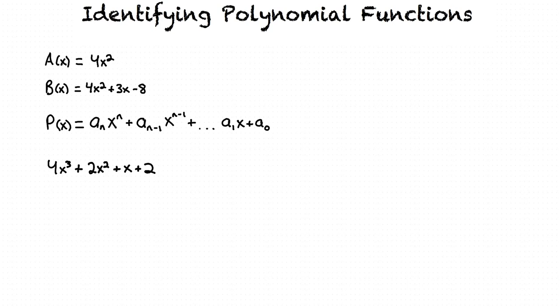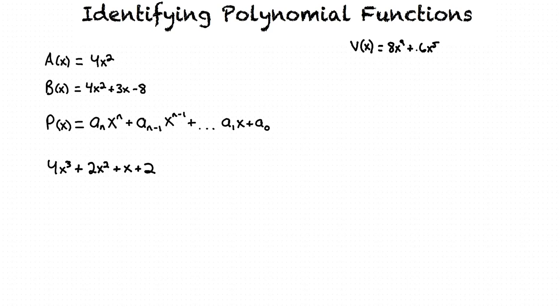Now let's learn how to identify what is a polynomial function and what is not a polynomial function. When trying to identify a polynomial, we look at the coefficients to see if they are real numbers, and the exponents to see if they are whole numbers. Let's do a few examples identifying a polynomial function.